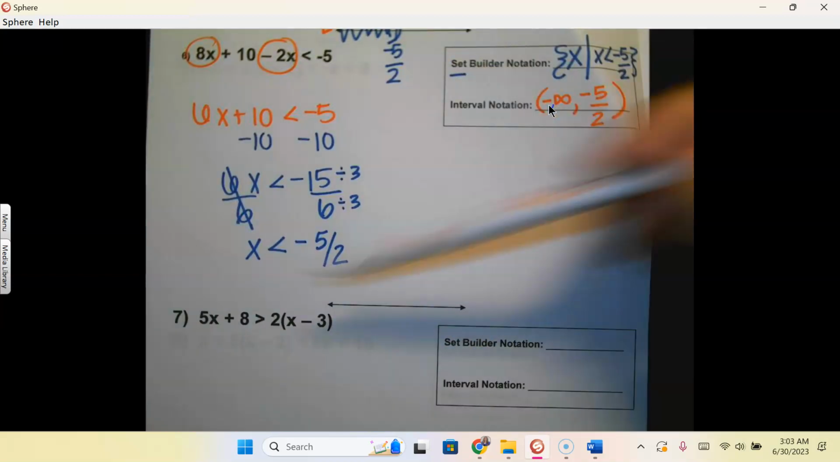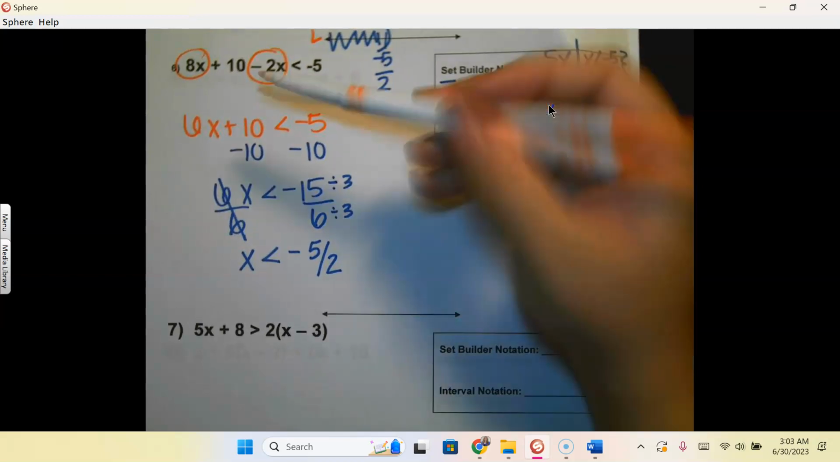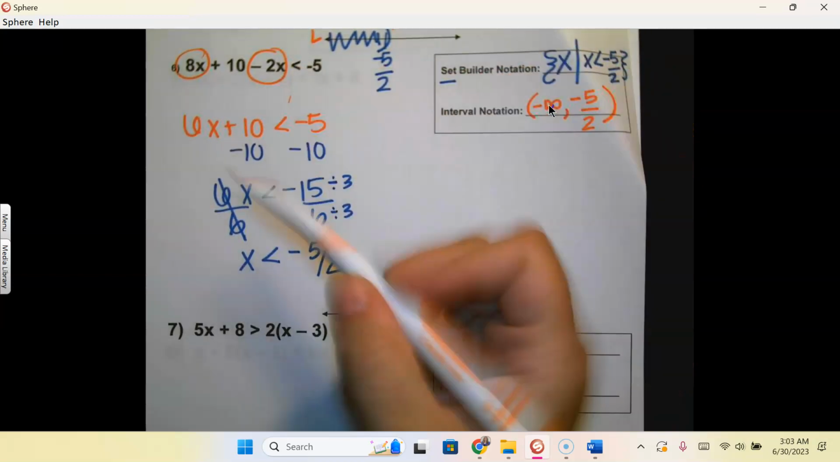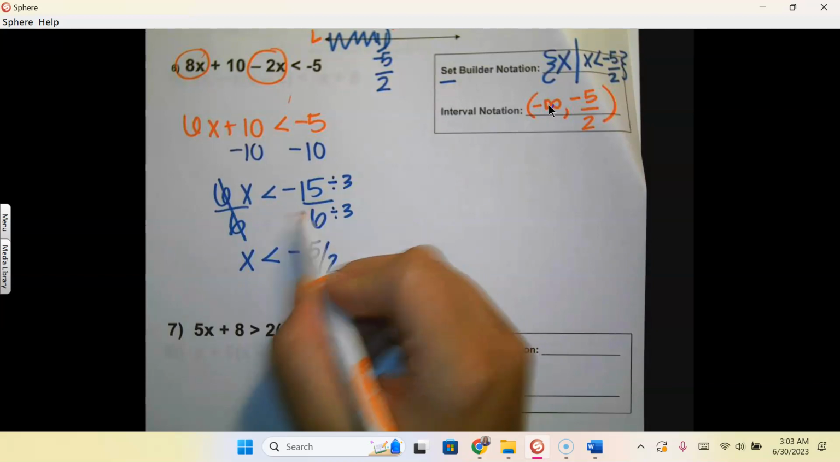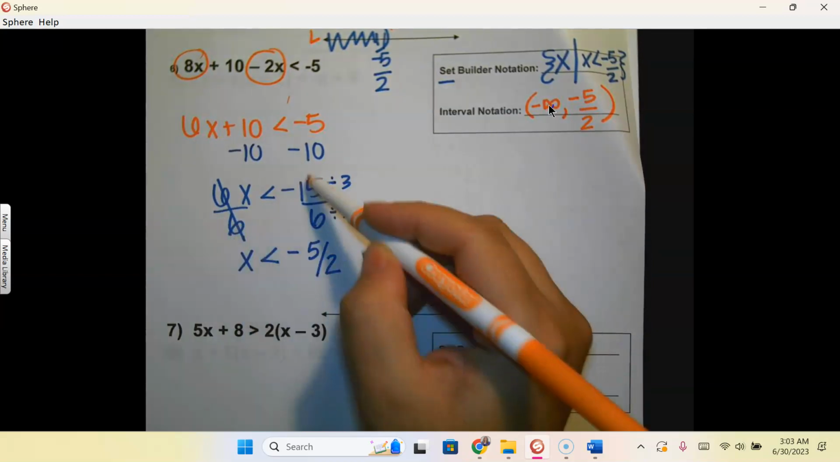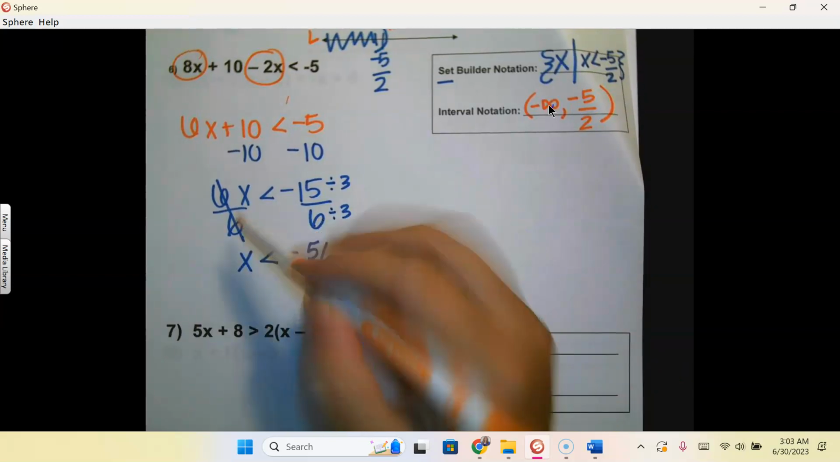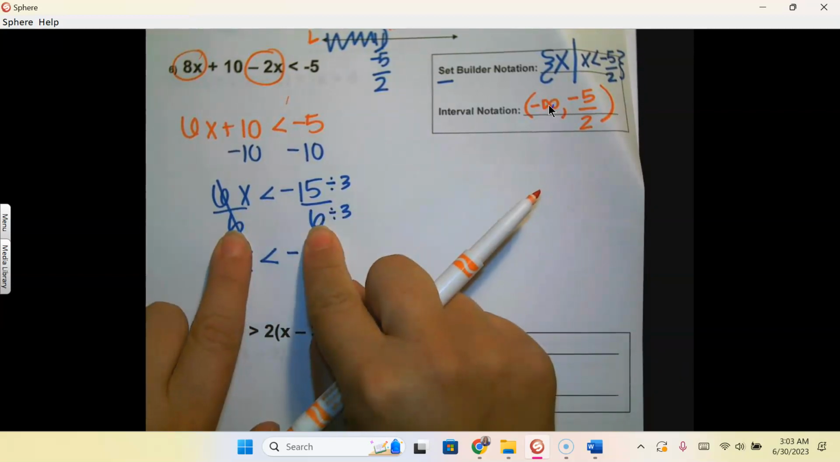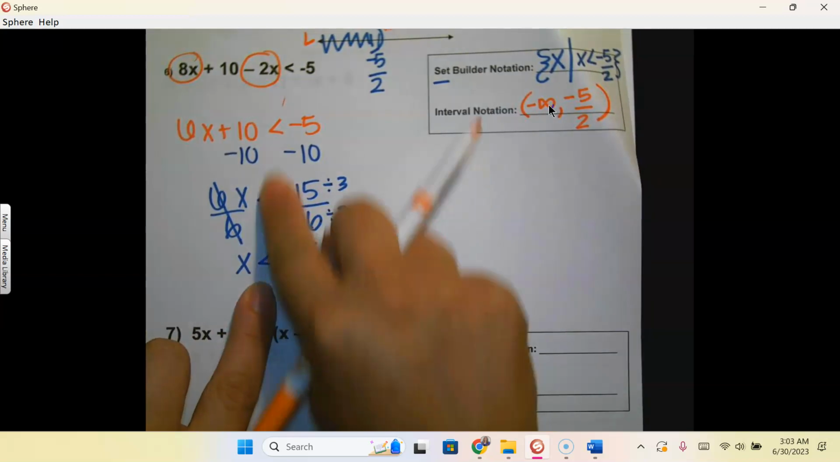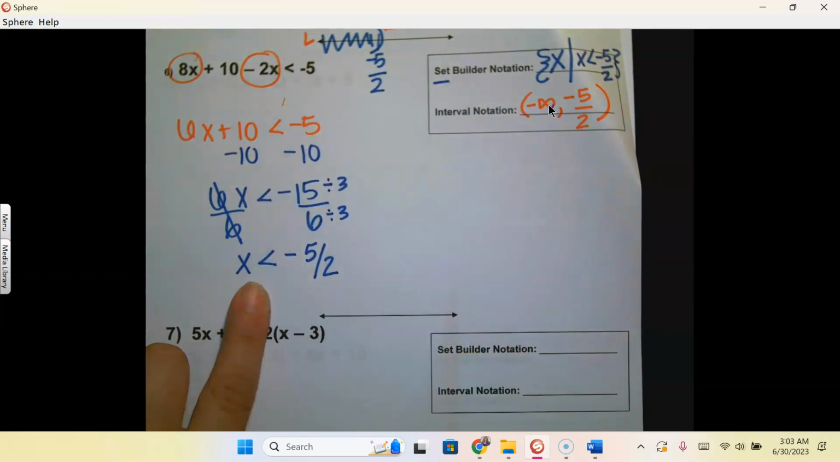Now notice in this problem we did not switch the direction of the symbol because we did not divide by a negative. We divided by 6. So even though the negative 15 is negative, we did not divide by a negative. We divided by 6. So the symbol did not switch from what it was to begin with.